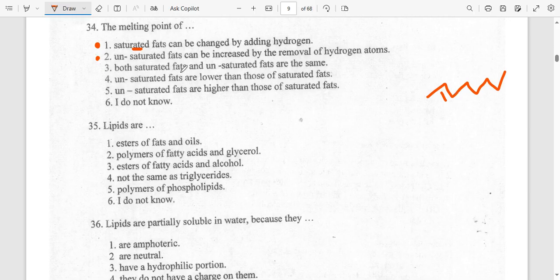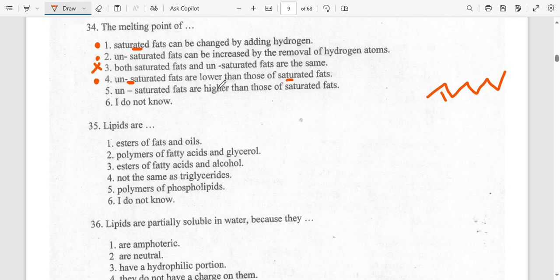Both saturated and unsaturated fats are the same. This is not true, they are different. The melting points of unsaturated fats are lower than those of saturated fats. Unsaturated fats have got double bonds. They are normally liquids, and the saturated are normally solid. So liquids have got a low melting point. Okay, this is true also.